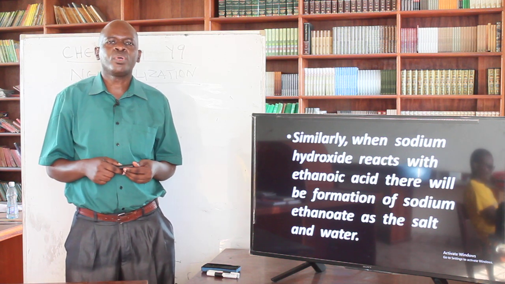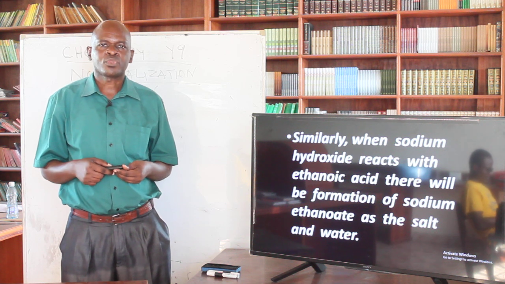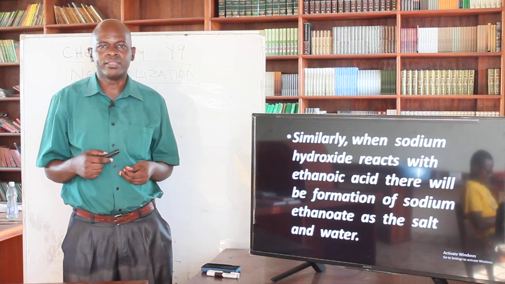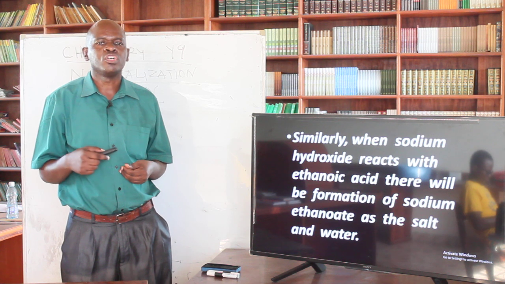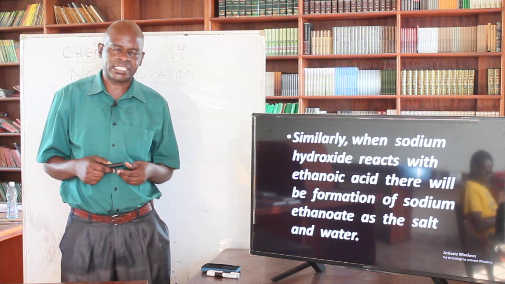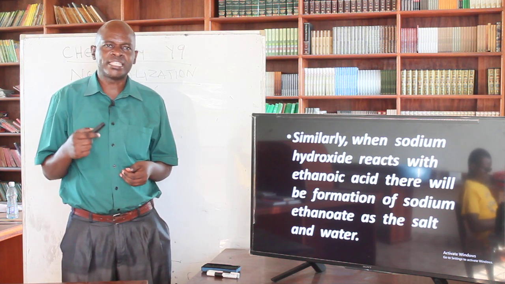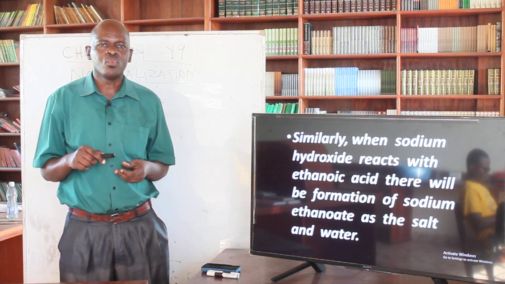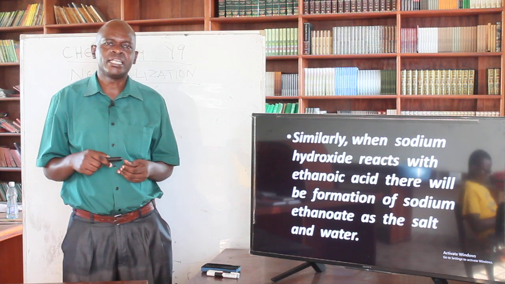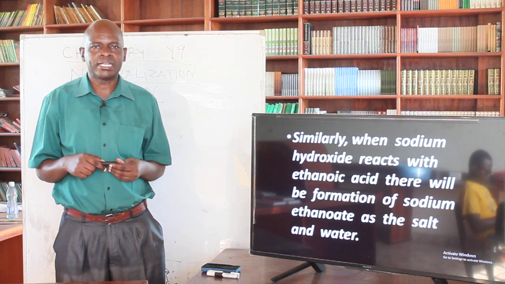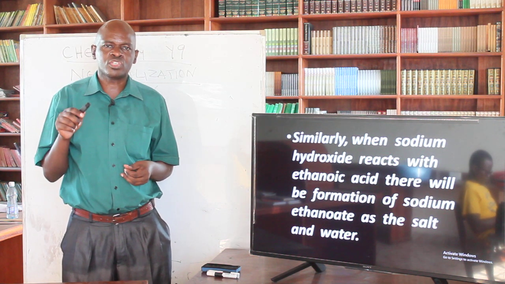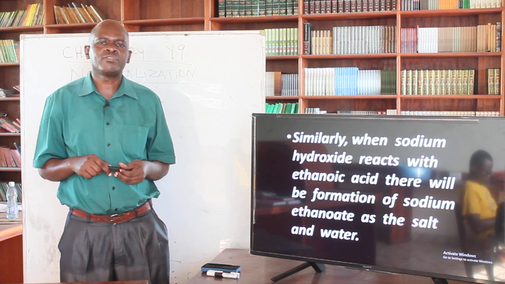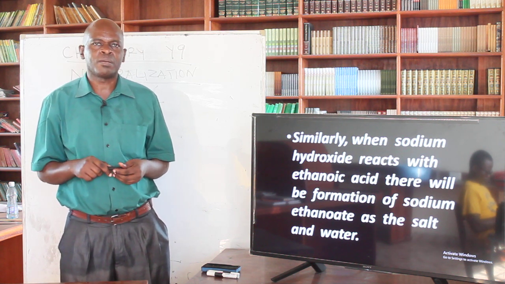So in this case, when you react sodium hydroxide with ethanoic acid, there will be formation of what you call sodium ethanoate. Sodium ethanoate, in this case, is the salt that is formed when the sodium hydroxide reacts with ethanoic acid. The sodium ethanoate formed is the salt that we're talking about.